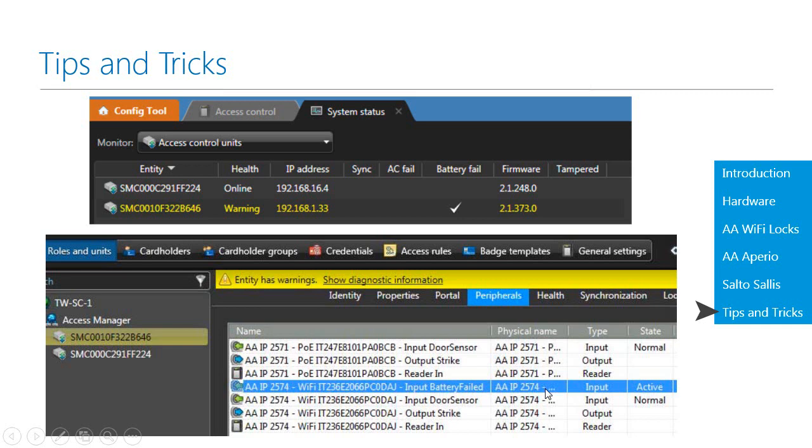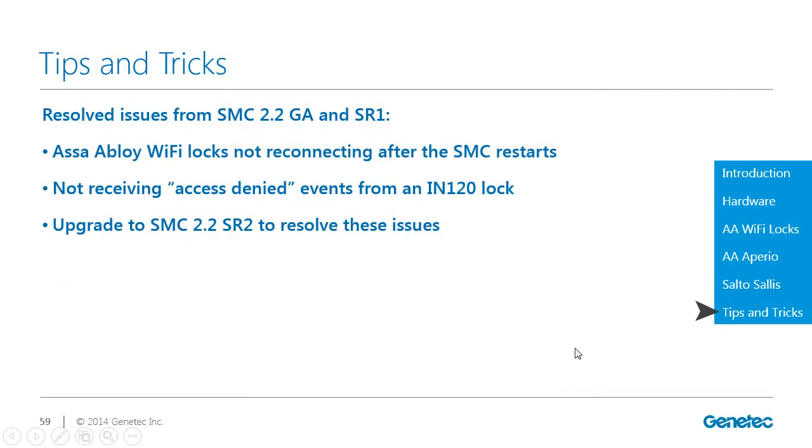Okay, we're going to talk about a few key known issues as of version 2.2 SR2 of the SMC. If you are on a previous version of 2.2 on the SMC and you are seeing an issue where the Assa Abloy Wi-Fi locks are not reconnecting after the SMC restarts, or you are not getting the access denied events from an IN120 lock unit, you're going to need to upgrade your SMC to 2.2 SR2 to resolve those issues.